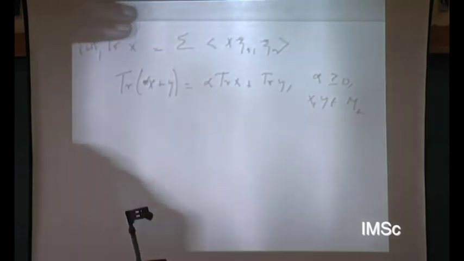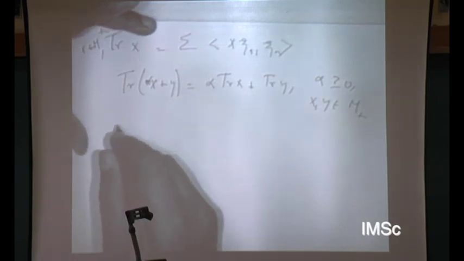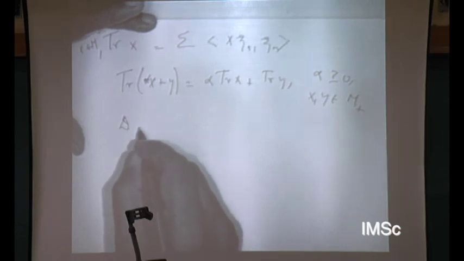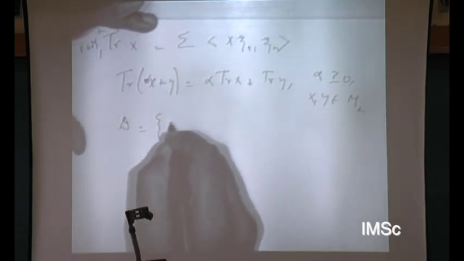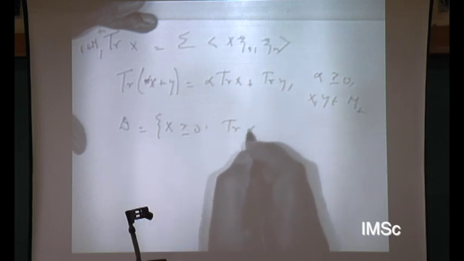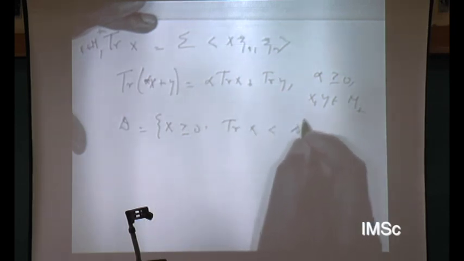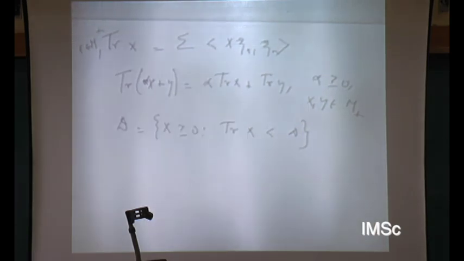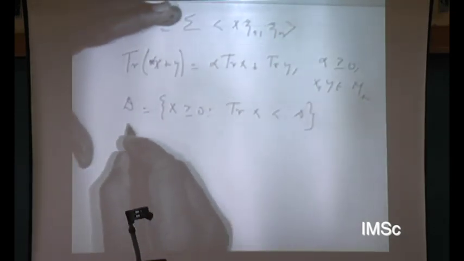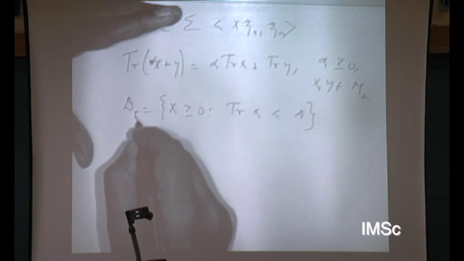And what has this said? This has said, what is your D? D is just all those positive x with finite trace. These are the things for which the trace makes sense. Okay. This is the D for trace.